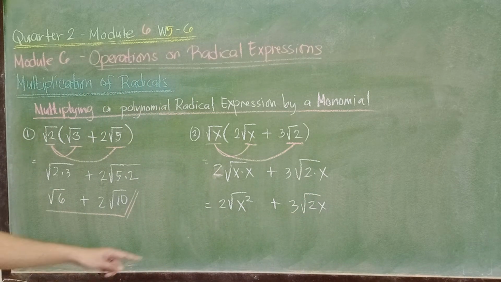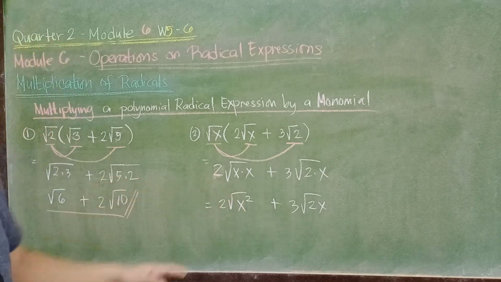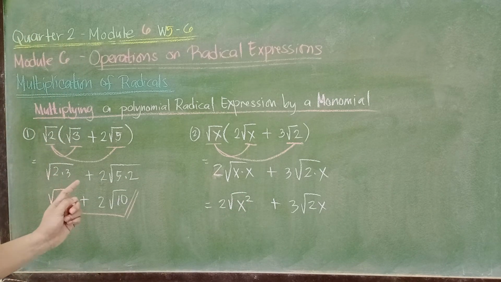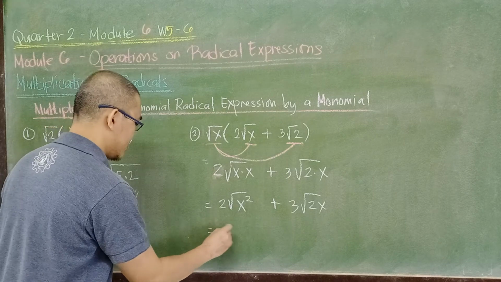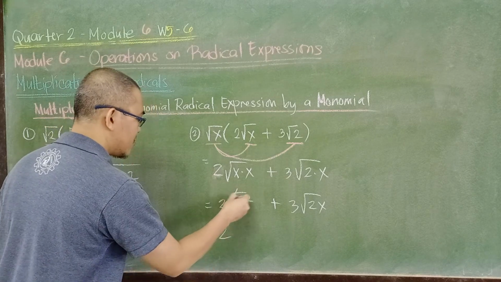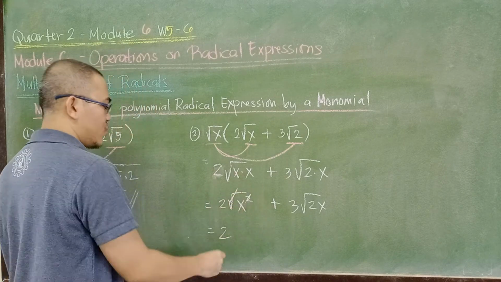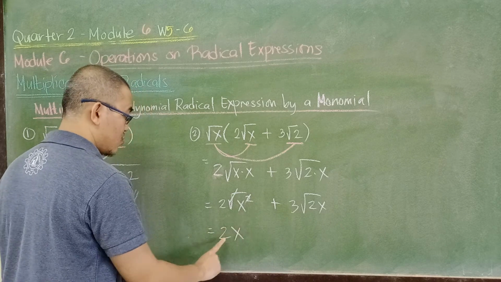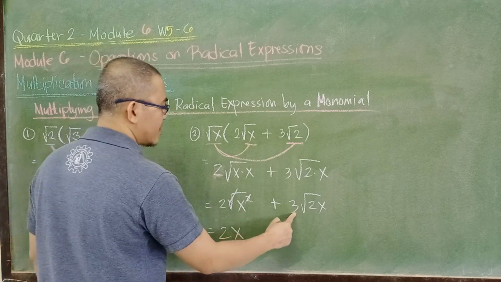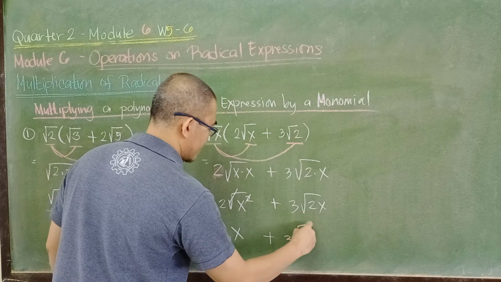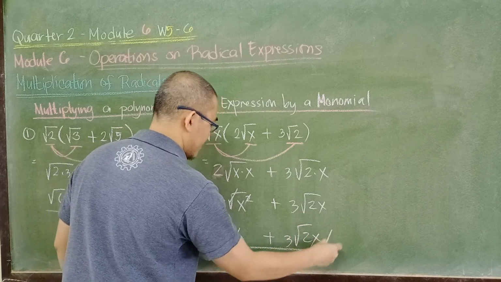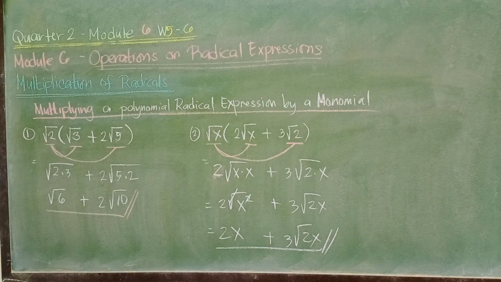Now, yung square root of x squared ay pwede pang i-simplify. So, this is equal to 2, makakancel yung radical sign at saka exponent na 2. You have x na lang, so you have 2x plus 3 square root of 2x. So, yan yung final answer natin.